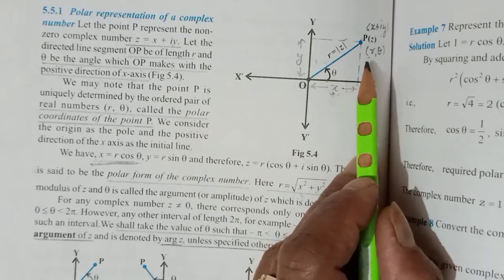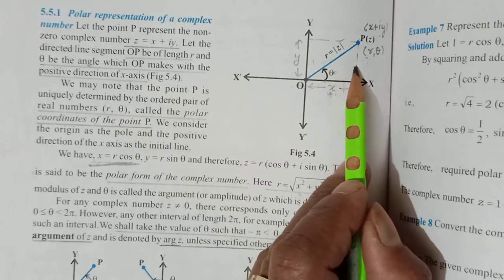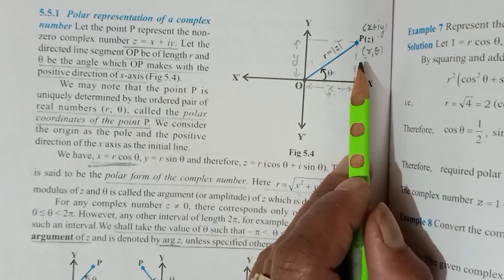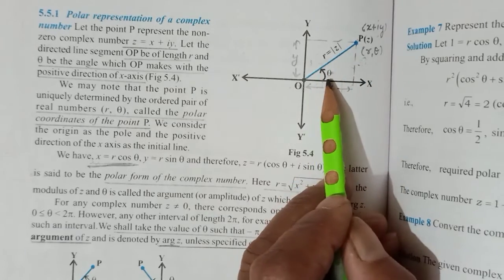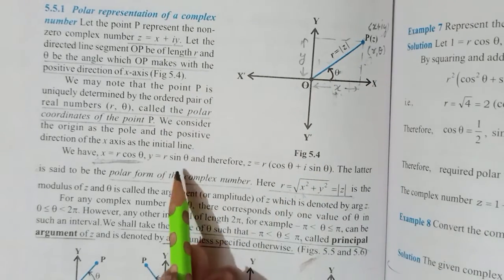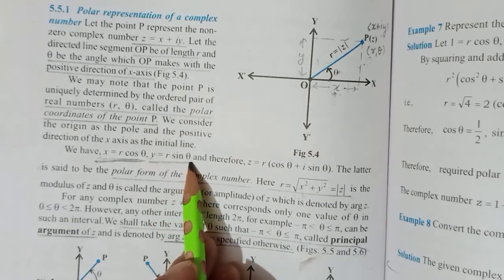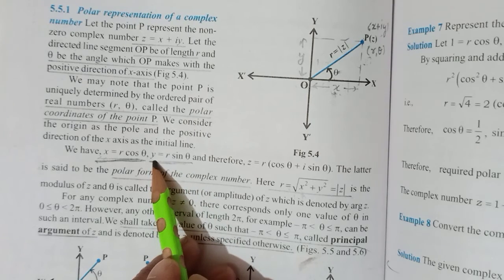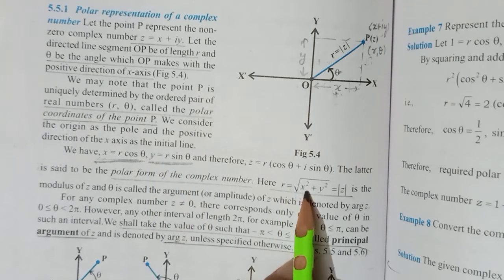Then next, this is the sine ratio, opposite side upon hypotenuse. So y upon r will give you sine of theta, which will end up giving you the value of y as r sine theta. Okay. So that is how you do it.